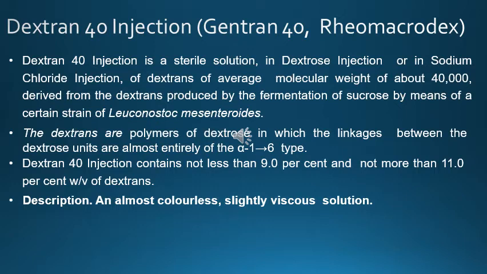Now, this is from the IP. What you see is the marketed name of dextran injection, that is Gentran 40 and Rio Macrodex. The molecular weight is mentioned, and the microorganism which is used is mentioned. Again, in the second point, the type of linkage is mentioned, that is alpha 1-6, and then the specification, that is it should not contain less than 9% and not more than 11% weight by volume of dextran, along with the description.